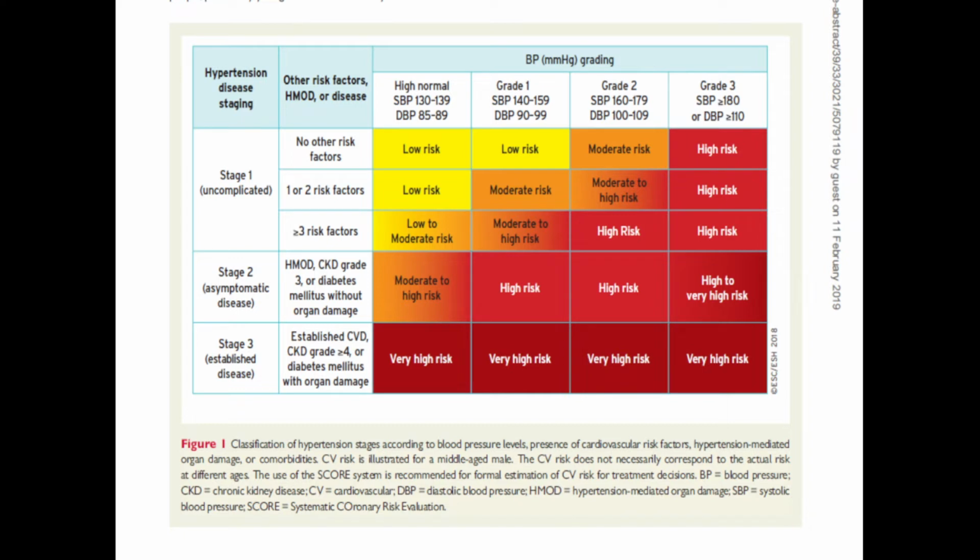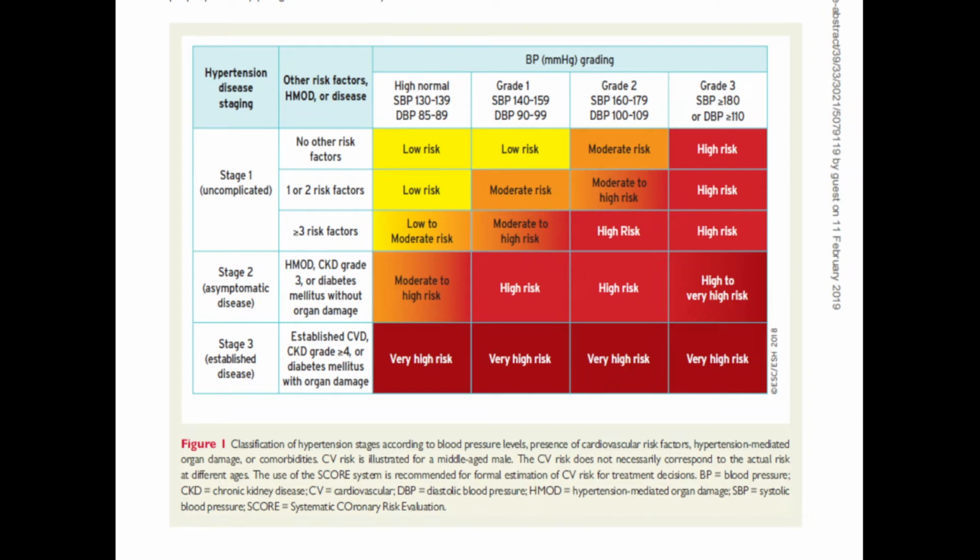In stage 2, uncomplicated stage, low, moderate, or high risk occurs. In high normal blood pressure, if no other risk factors, low risk occurs. If high normal blood pressure and one or two risk factors are present, the same, low risk occurs. But if we reveal in high normal blood pressure more than 3 risk factors, in this case we establish moderate risk.